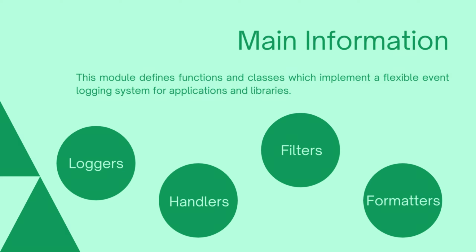Main information. This module defines functions and classes which implement a flexible event logging system for applications and libraries. The basic classes defined by the module, together with their functions, are listed below. Loggers expose the interface that application code directly uses. Handlers send the log records, created by loggers, to the appropriate destination. Filters provide a finer-grained facility for determining which log records to output. Formatters specify the layout of log records in the final output.